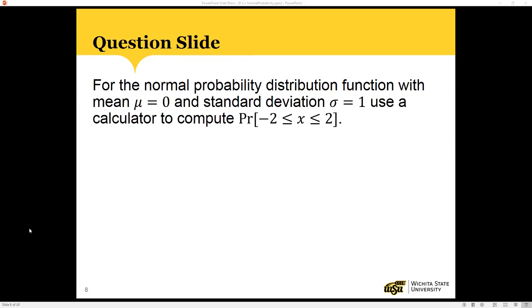Now, to work this problem on your own, you must have already obtained a calculator and figured out how to use it in order to obtain the answer using the normal distribution function capabilities in the calculator of your choice. So, for the normal probability density function with mean mu equals 0 and standard deviation sigma equal 1, use a calculator to compute the probability that negative 2 is less than or equal to x is less than or equal to 2.